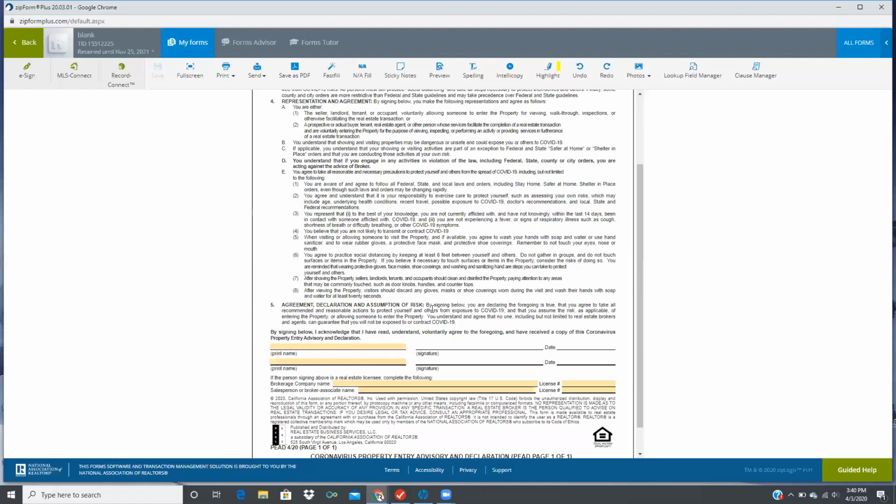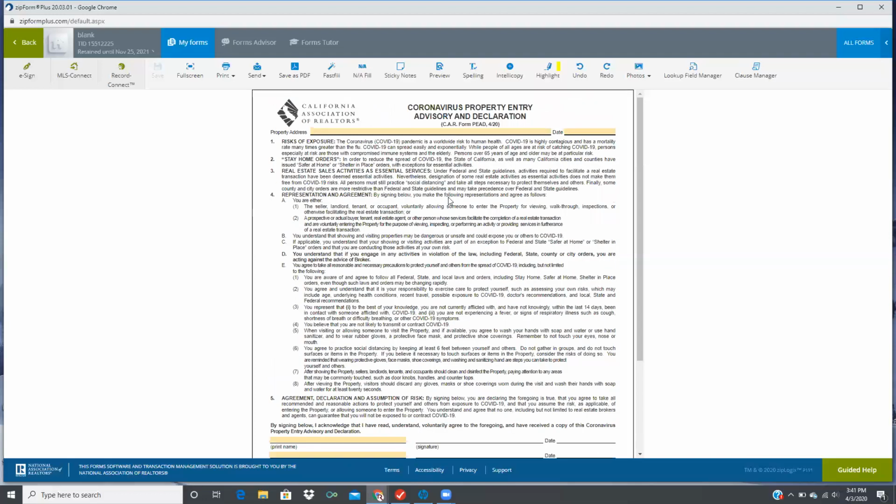So this is to be used for showings. This is to be used if you're the listing agent and you have the C.A.R addendum to the residential listing agreement in place, then this needs to also go along with it. Basically, anytime access to the property is gained, it could be an appraiser, could be a home inspector, whatever it is, you would want to also have this in place. So that is the PEAD.